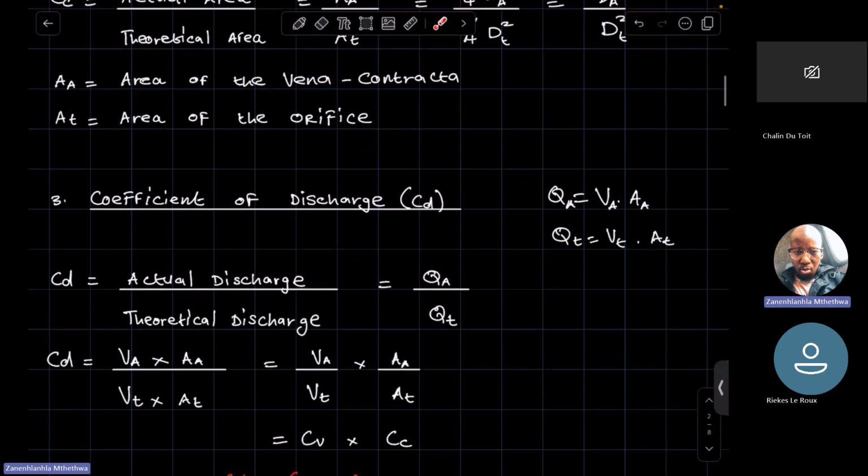And then we get the coefficient of discharge, CD. Discharge is the flow rate, denoted as Q. They can call it different terms: the discharge, the flow rate, or sometimes the volumetric flow rate. All of that is the same thing, Q. So how we calculate the coefficient of discharge, denoted as CD, is using the actual flow rate divided by the theoretical flow rate. Hence QA over QT.